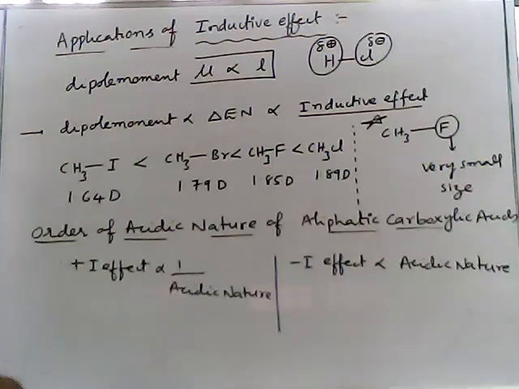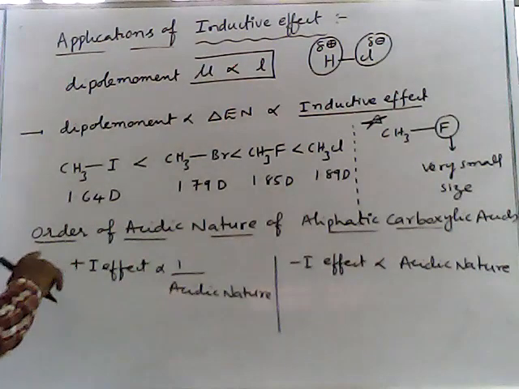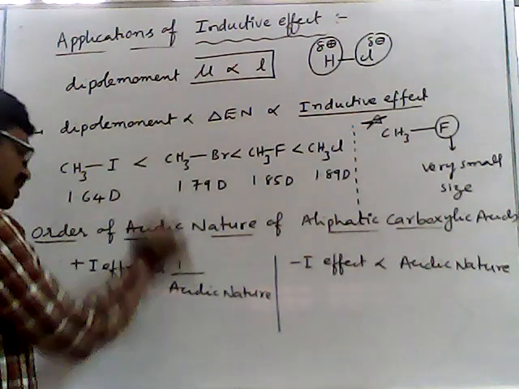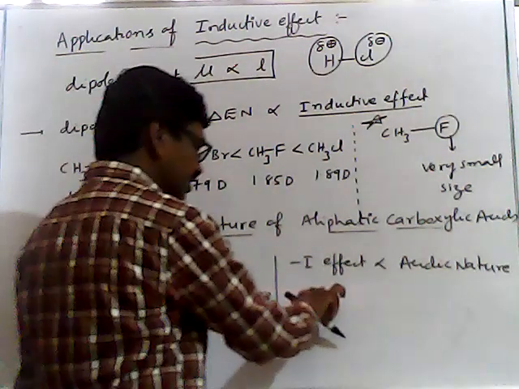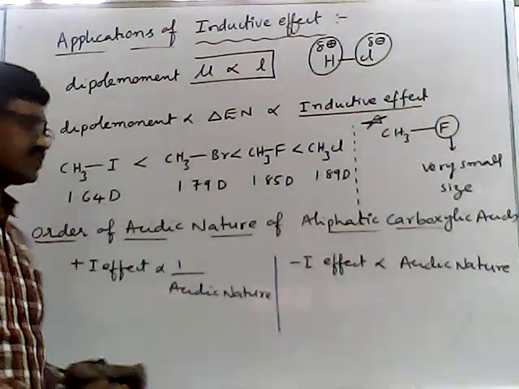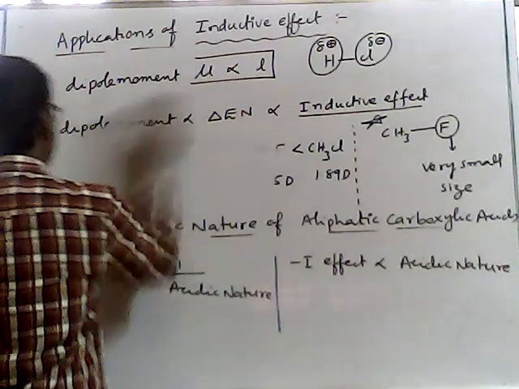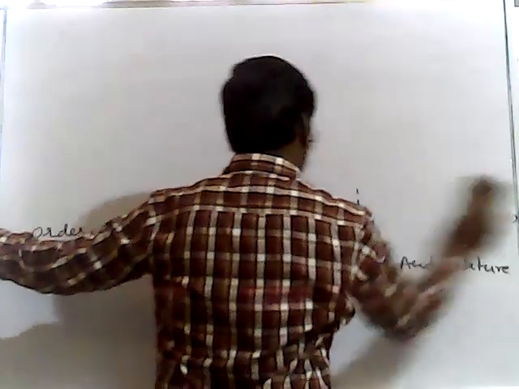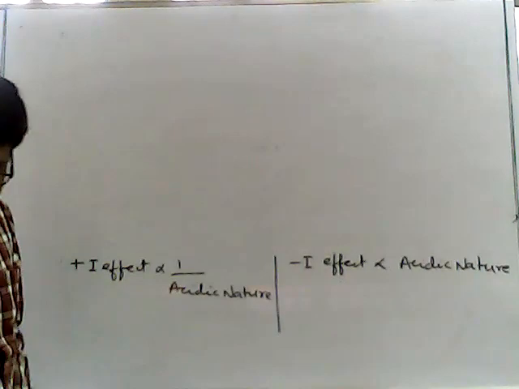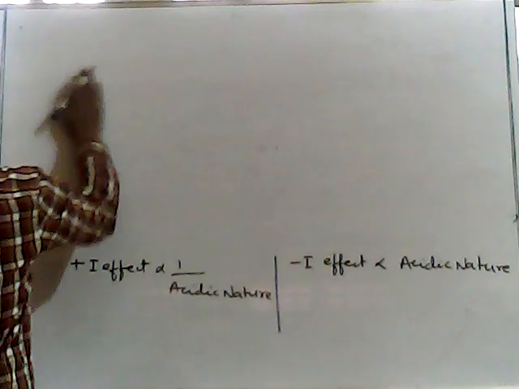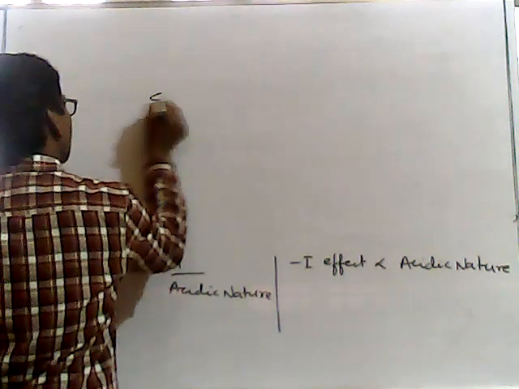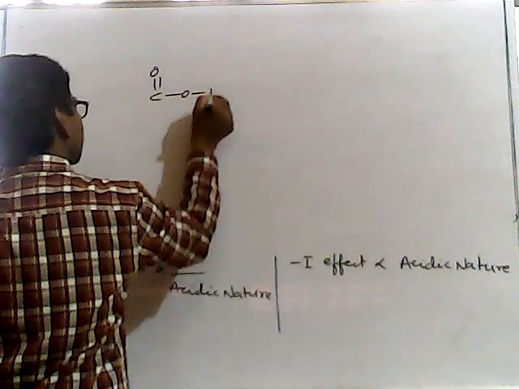Why it is so, we'll discuss, by taking examples. When plus I effect increases, acidic nature decreases. When minus I effect increases, acidic nature increases. So here I'll give examples. See here, the first example I am taking like this. First of all, how we can expect acidic nature, that I will discuss. Carboxylic acid means C double bond OH. This is carboxylic acid.